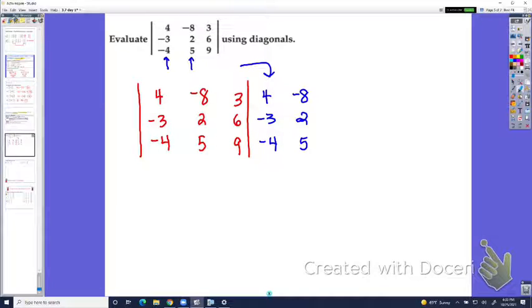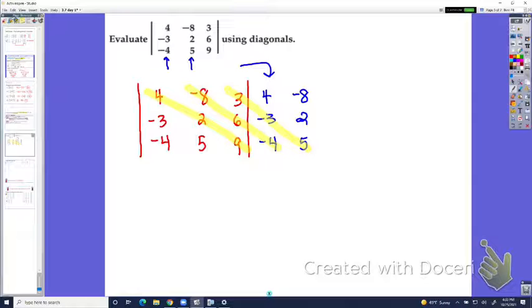So I'm going to highlight here what I'm talking about. So this is our first diagonal, starting with the upper left. Here's the second one, here's the third one. So you are going to multiply those numbers out.